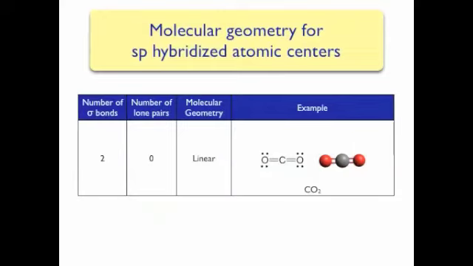Our first group are molecular geometries for sp hybridized atomic centers. If an atom forms two sigma bonds and has no lone pairs surrounding it, its molecular geometry will be linear. An example of such a molecule is carbon dioxide. Note that we show a Lewis structure for carbon dioxide on the left and a ball stick model on the right, drawn by the molecular modeling program Avogadro.